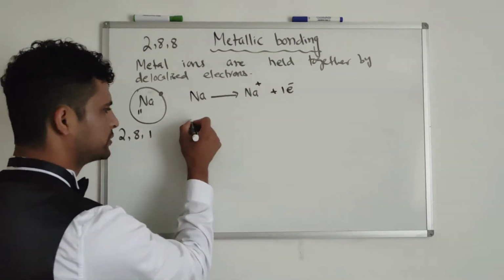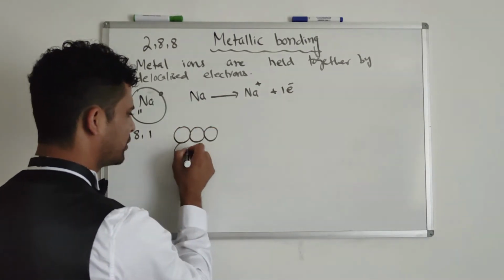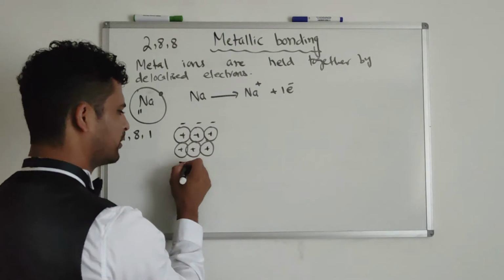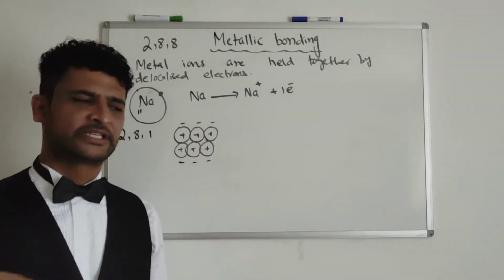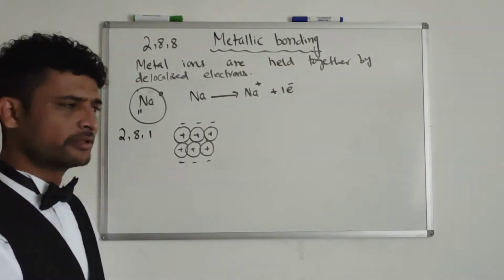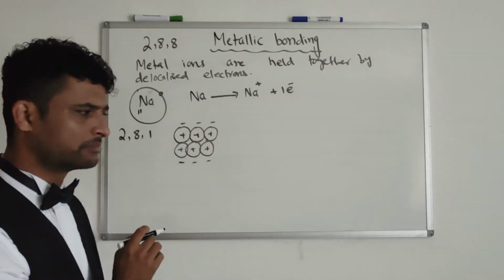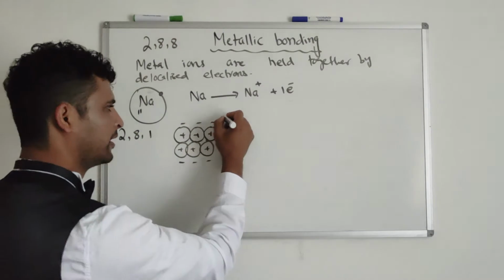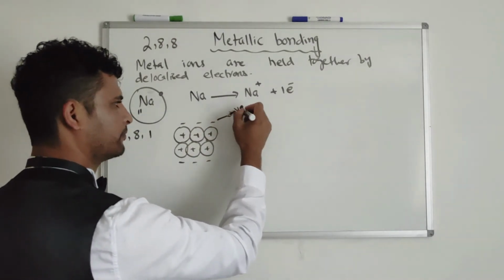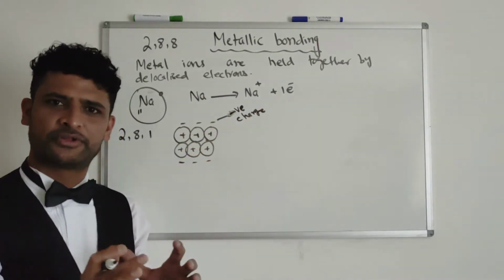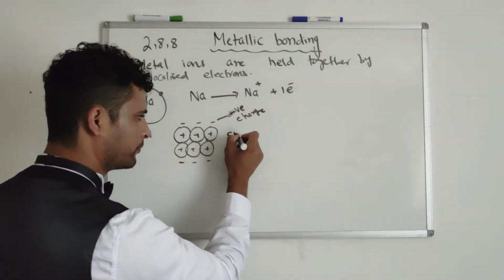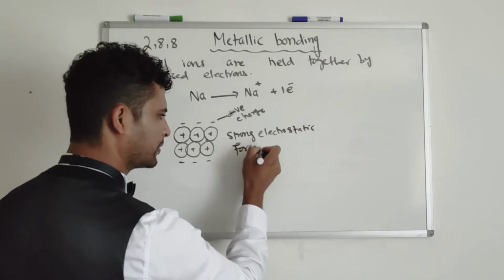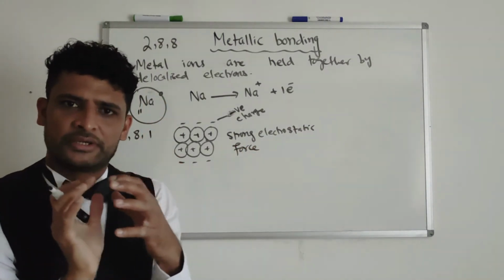Now all of the sodium ions, this is how they look. They will lose that electron, and the outer electrons can move freely. They're not going to go away somewhere. They do not get lost to something else, but will stay on the surface. The electron has a negative charge and the metal ions have a positive charge, so there will be a strong electrostatic force between them, which keeps them together.